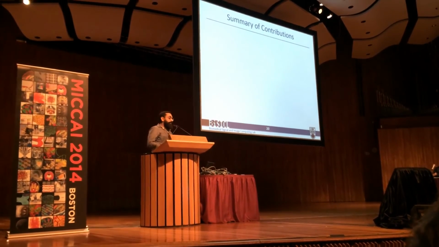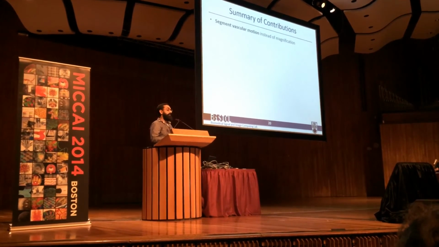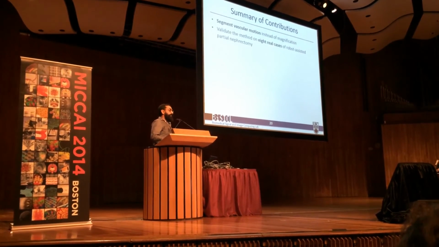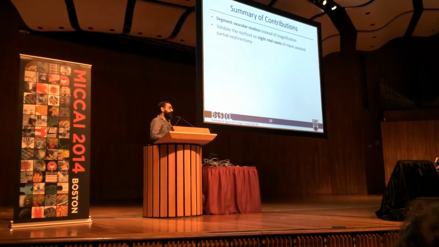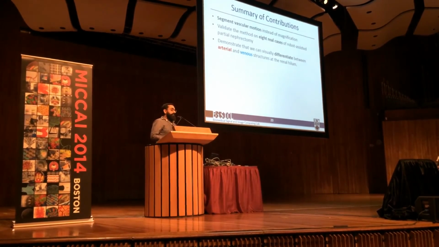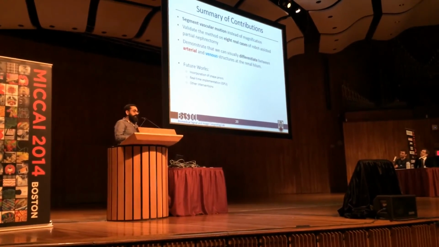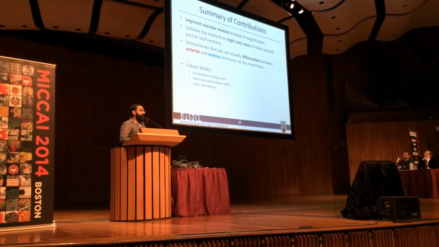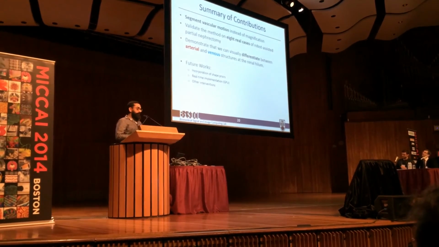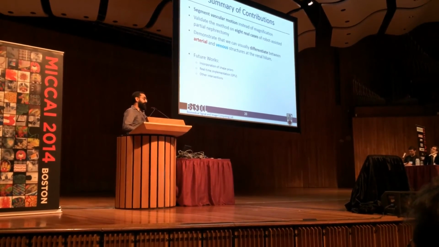To summarize our contributions, we developed a method for segmenting vasculature based on their motion. We validated our method on 8 real and challenging cases of robot-assisted partial nephrectomy. We demonstrated that we can visually differentiate between arterial and venous structures at the renal hilum. And finally, we're hoping to extend this method by incorporating shape priors to reduce the number of false positives that we're getting. Also to extend our method such that it can perform in real time. And finally, to assess its applicability to other interventions.